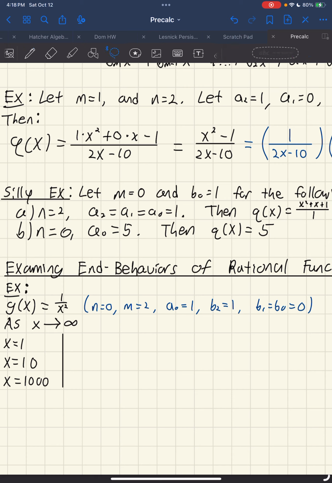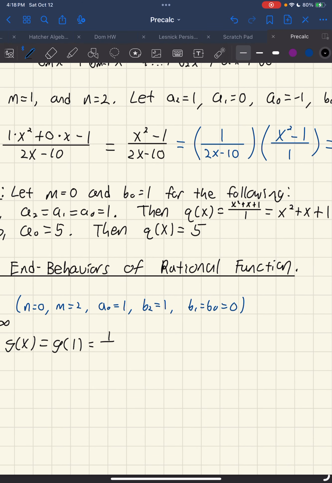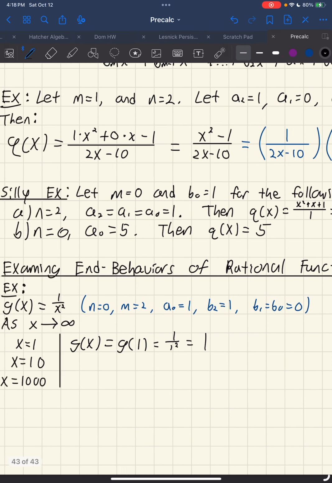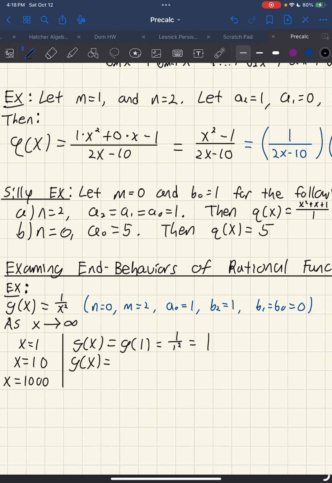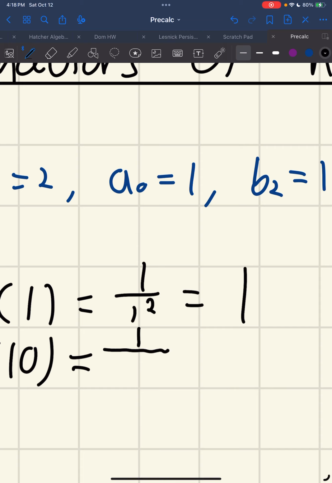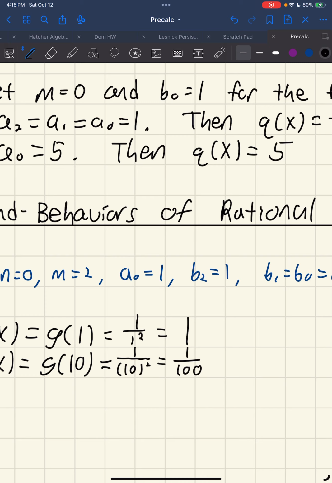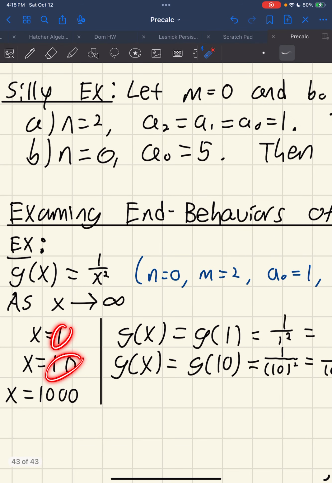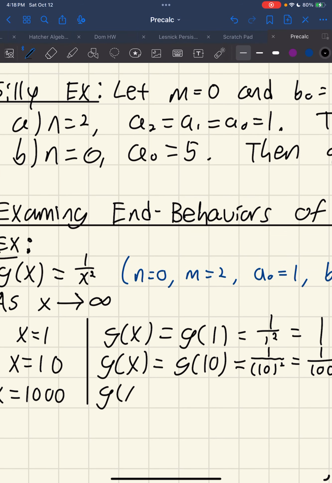So what happens in these moments? Well, when x equals 1, what we're going to get is g of x is equal to g of 1, because x is 1, is equal to 1 over 1 squared, or just 1. That one's a simple one. In the next case, we'll get g of 10, because again, x is 10 in this case. And then we'll get 1 over 10 squared, or 1 over 100. And immediately we're dropping. We went from 1 to 1 over 100 as we went from 1 to 10. But two is not a pattern.